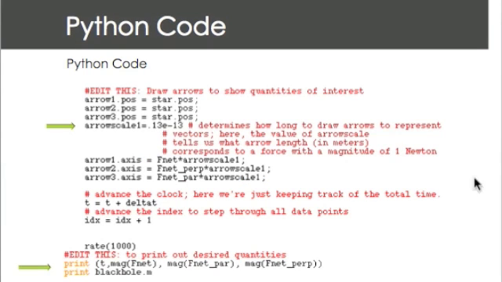Finally, we can edit the arrow scale so that the vectors are visible in our simulation. Here I found that the value that worked best was 0.13 times 10 to the negative 13th. And then at the end, we can tell Python to print out our values for the magnitude of the net force, the magnitude of the net force in the parallel direction, and the magnitude of the net force in the perpendicular direction, as well as the mass of the black hole.